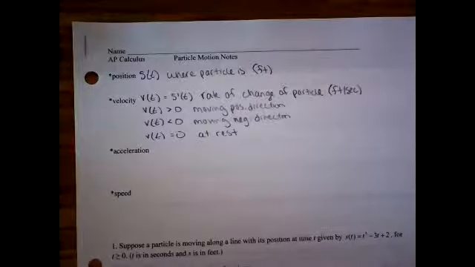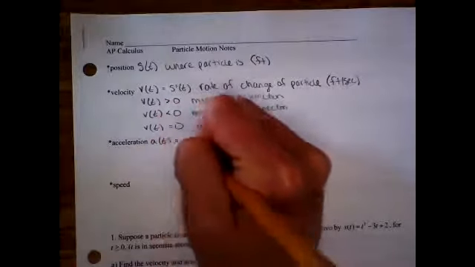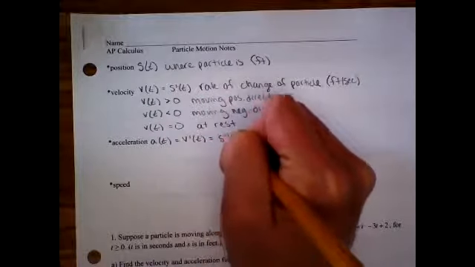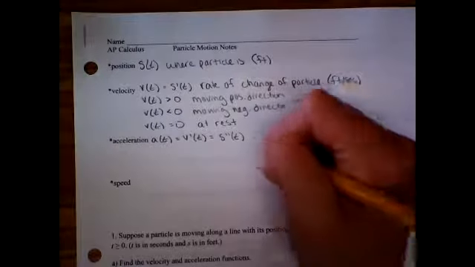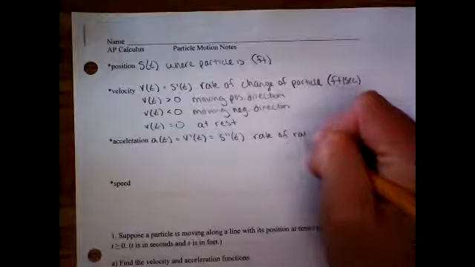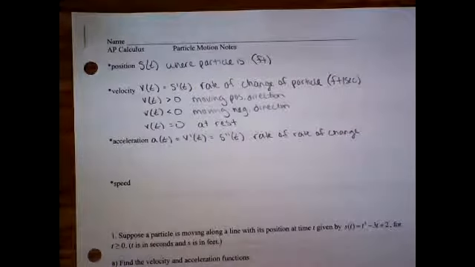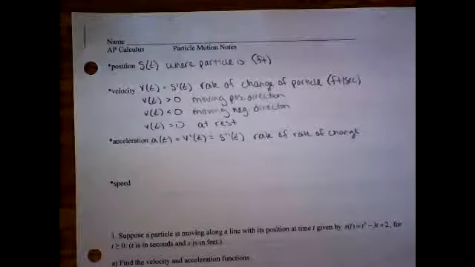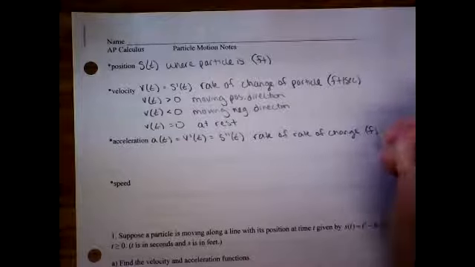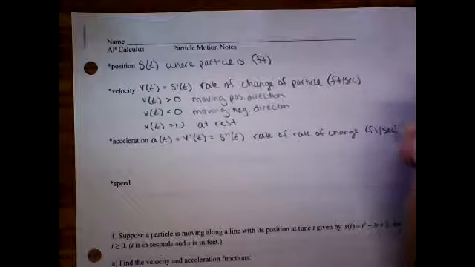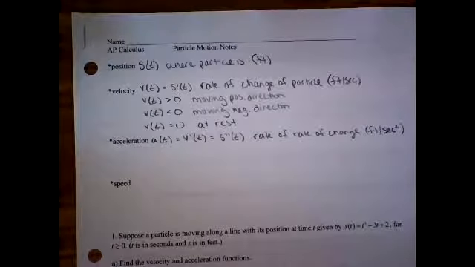Good so far? Okay. Acceleration is a of t. It's the derivative of velocity, which is the second derivative of position. That means it's a rate of change, like the dream within a dream. So it tells you how the velocity is changing. So is the velocity going up or is the velocity going down? So what would be an example of units for that? If you have a rate of change of feet per second, the shorter way to write it is feet per second squared.